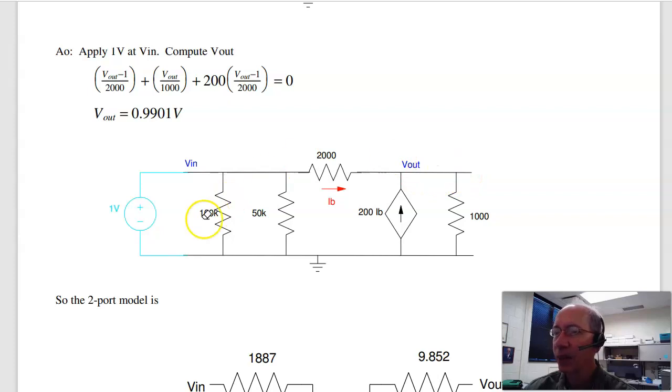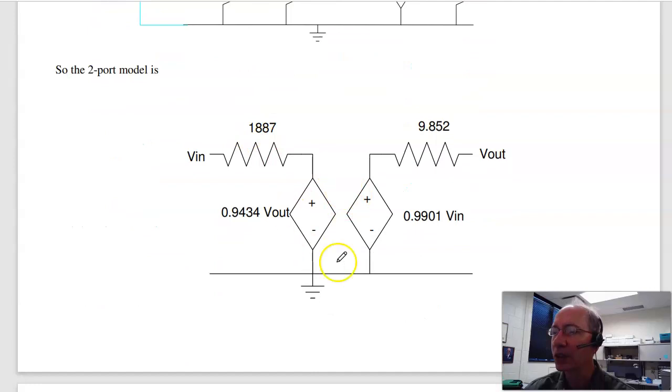Then to find A out, apply 1 volt to the input, calculate the voltage at the output. So here I do a voltage node equation. V out minus 1 over 2K, so it's this current plus that current has to add to 0. So that's V out minus 1 over 2K plus 200 times V out minus 1 over 2K plus V out over 1K equals 0. V out is 0.991 volts. So there's your two-port model. Now, a little bit of work, but that's how you find the two ports.